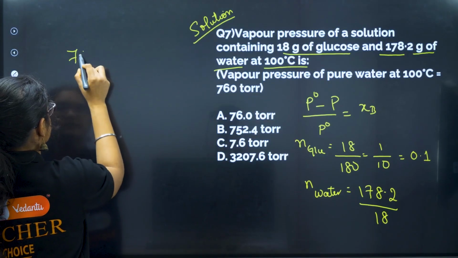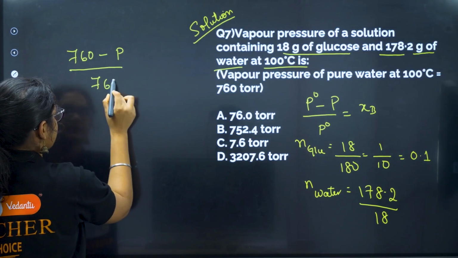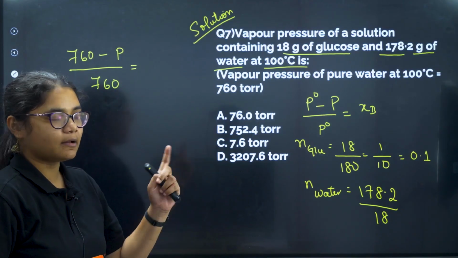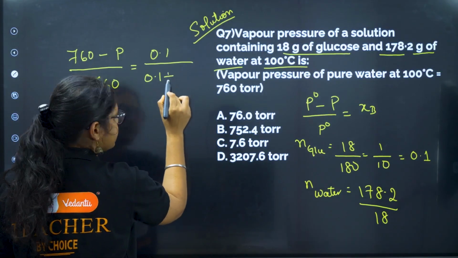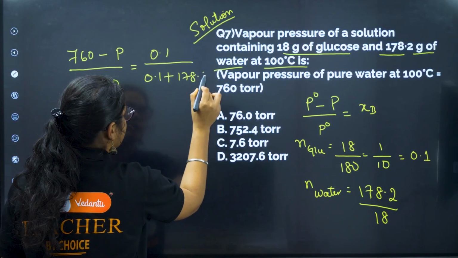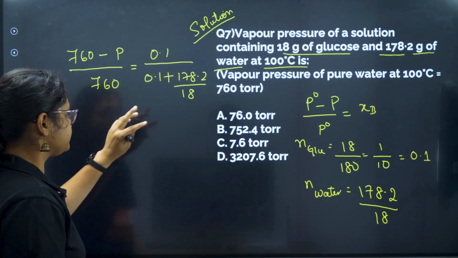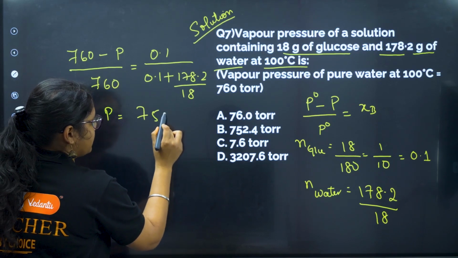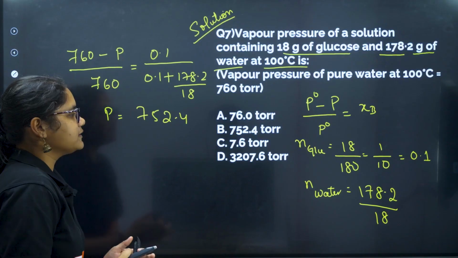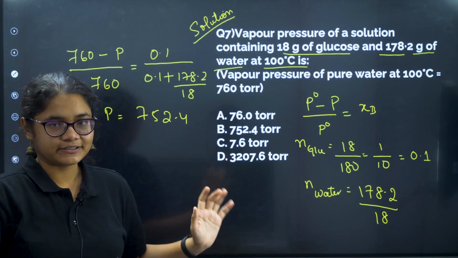P naught value is 760. And P value is this one, this is again 760, and here we can substitute the number of moles of glucose, that is 0.1 divided by 0.1 plus 178.2 divided by 18. So now if we solve this, the P value we'll be getting will be 752.4.